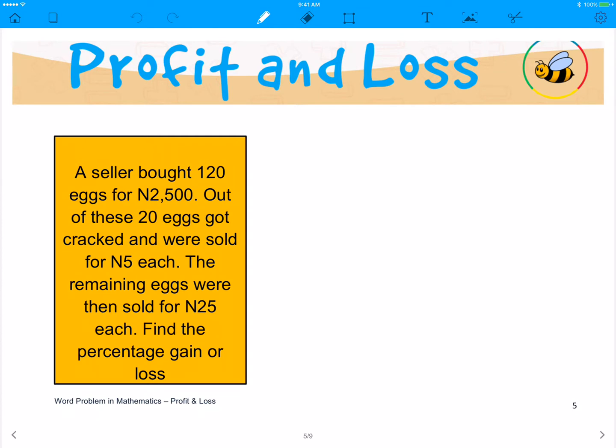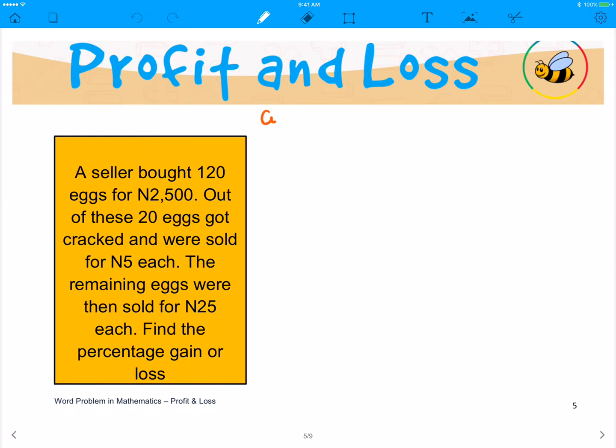Now, to solve this, we need to first of all calculate the total sales value for all the eggs, considering all the information we were given, especially the fact that 20 eggs got cracked and they were sold at a different price from the remaining good eggs that were sold. Once we can calculate this total selling price, we can then compare it to the cost price, which is 2,500 naira, then determine whether we made a profit or a loss, and thereafter calculate the profit or the loss. So let's go through them together very quickly.